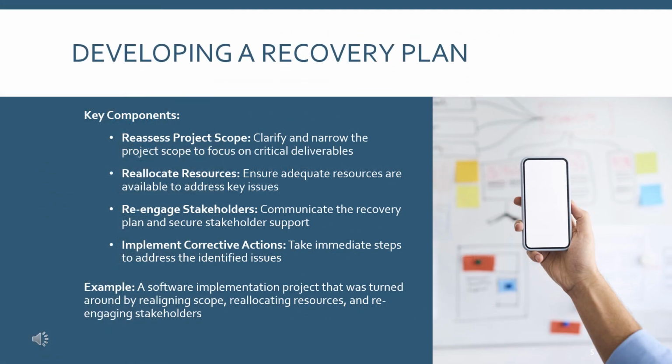Once you've identified the root causes of the project's challenges through a health check, the next step is to develop a recovery plan. A well-structured recovery plan focuses on realigning the project with its original goals while addressing the issues that have caused it to go off track. One of the first steps in developing a recovery plan is to reassess the project scope. It's essential to clarify and, if necessary, narrow the scope to focus on the most critical deliverables. This may involve cutting non-essential tasks or features that are contributing to scope creep and straining resources.